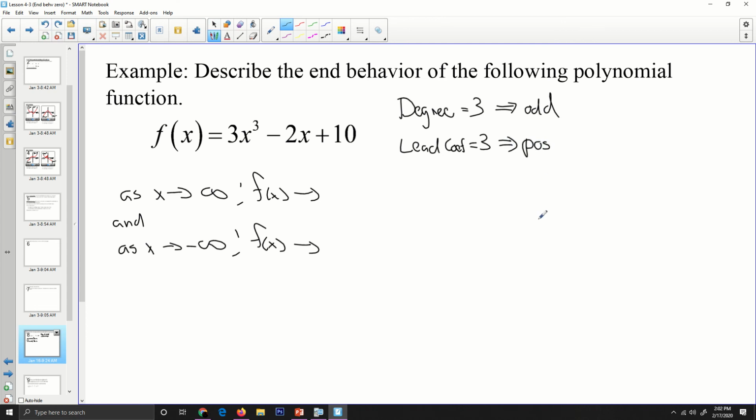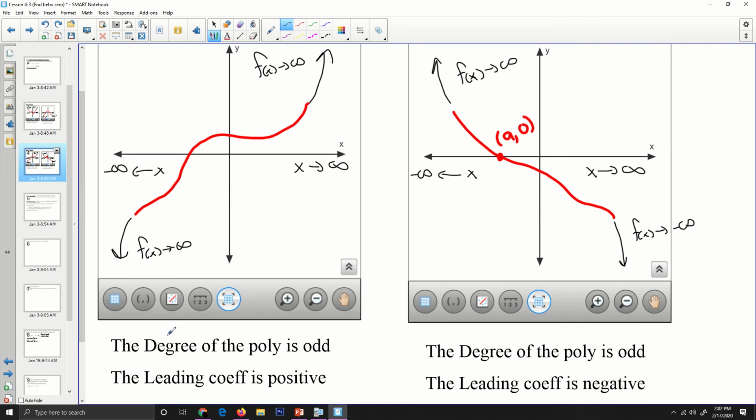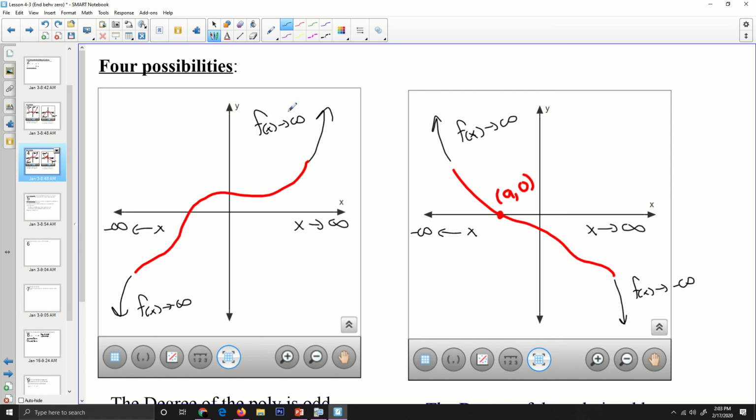It's positive. And so since the degree is odd and the leading coefficient is positive, as x goes to positive infinity, the function goes up, which is to positive infinity. And as x goes to negative infinity, the function goes down, which is negative infinity.